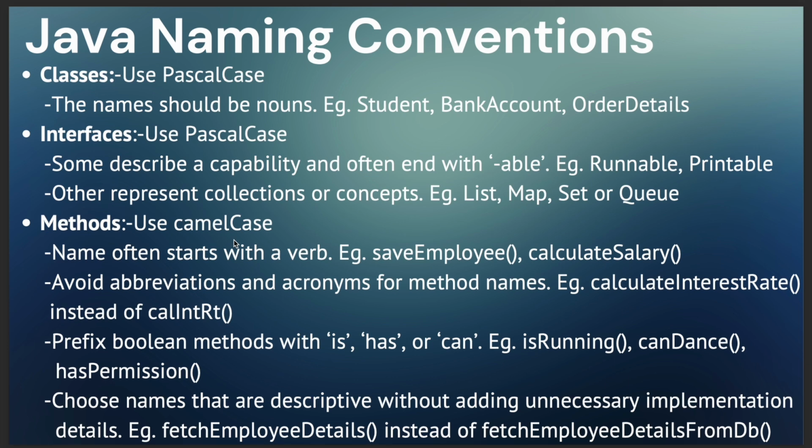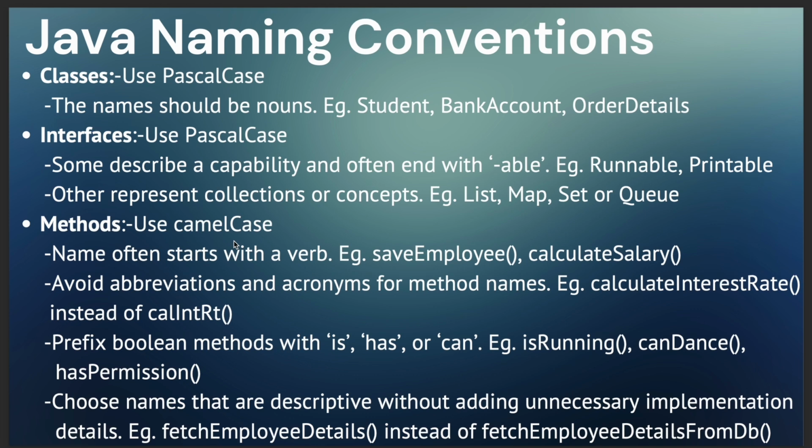Prefix Boolean methods with is, has, or can. Example: isRunning, hasPermission, or canDance. These names read naturally and immediately tell us that the method returns a Boolean value. Choose names that are descriptive without including unnecessary implementation details. Instead of fetchEmployeeDetailsFromDB, prefer fetchEmployeeDetails. The method name should describe what it does, not how it does it.